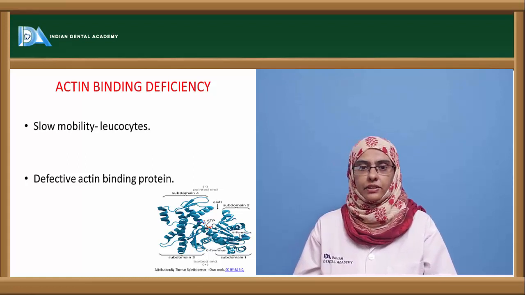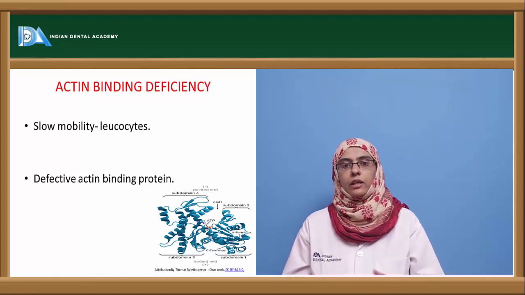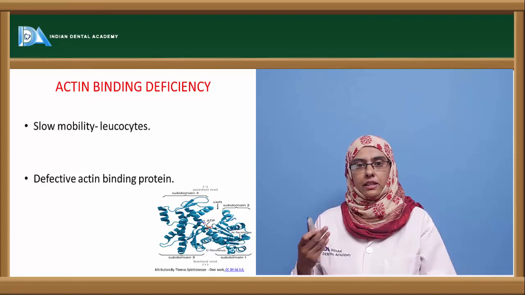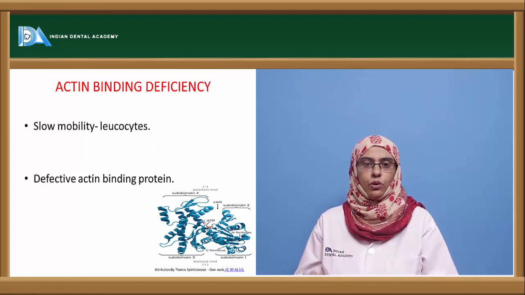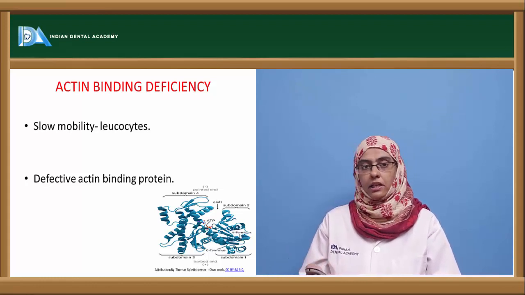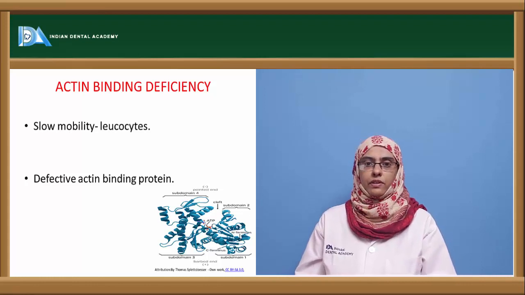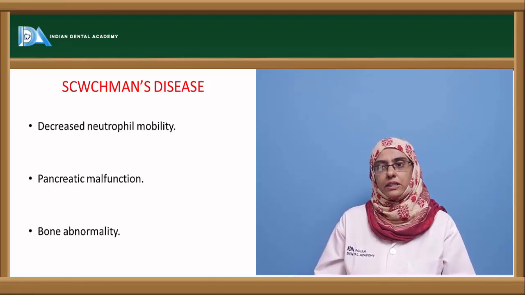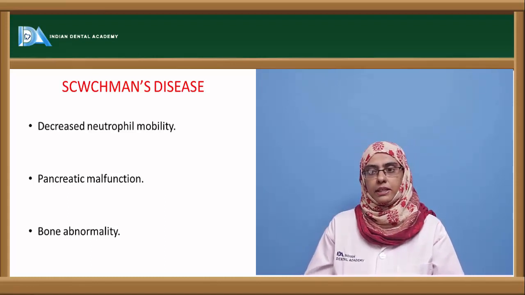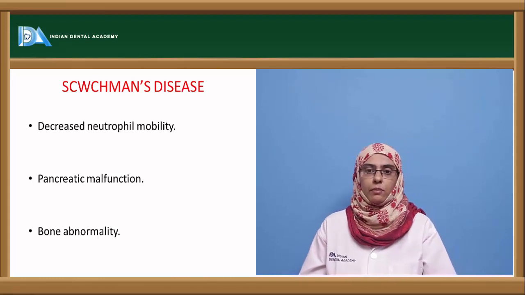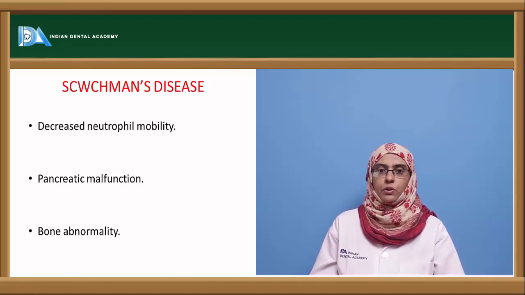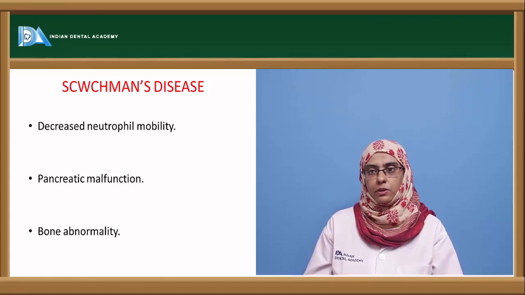Next is the actin binding deficiency. Actin binding is very important to carry out the normal function of the lymphoreticular system. When there is a deficiency in actin binding, it can lead to slow mobility, that is lazy leukocyte deficiency disease, and thereby the persons are more prone to different types of infection due to neutropenia, or decrease in the production of phagocytes. Next is Schwachman's disease. Here again there is decreased mobility, pancreatic malfunction and bone abnormality seen in this patient due to the various immune responses that are lost during this immunodeficiency disease.